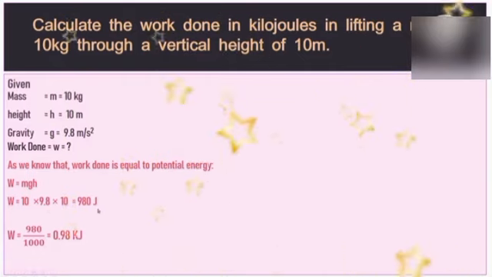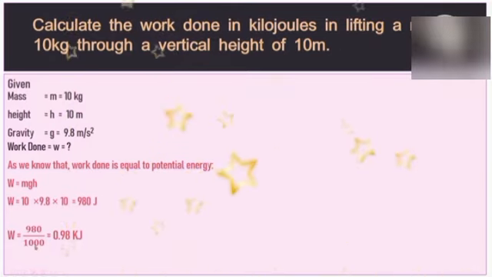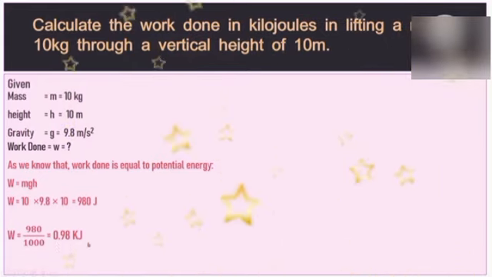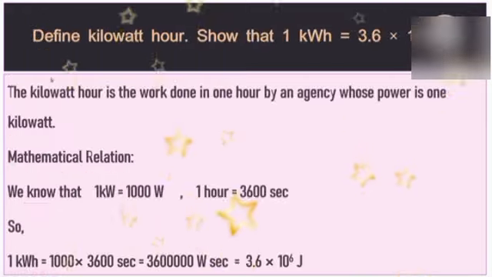अब हमने इन जूल्स को किलो जूल्स में क्योंकि तब्दील करना है, इसलिए हम 980 को 1000 से डिवाइड करेंगे ताकि हमारे पास किलो जूल्स आ जाए. So we have the value W is equal to 0.98 kilojoules.